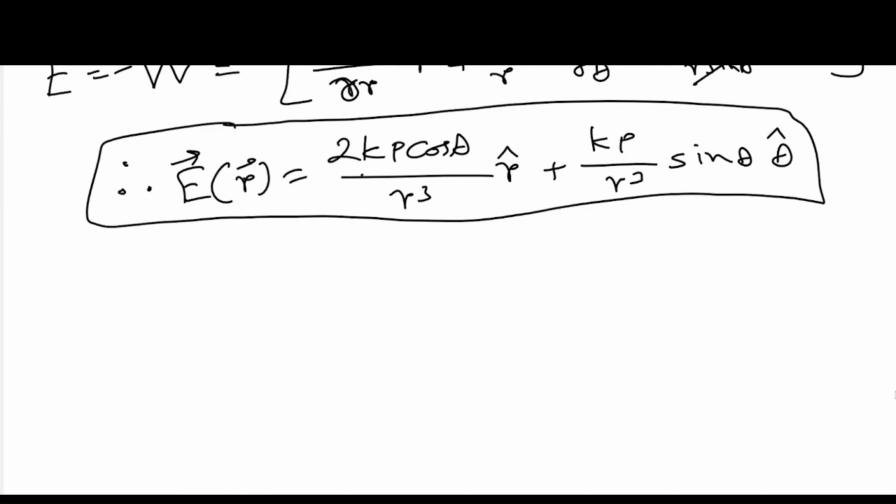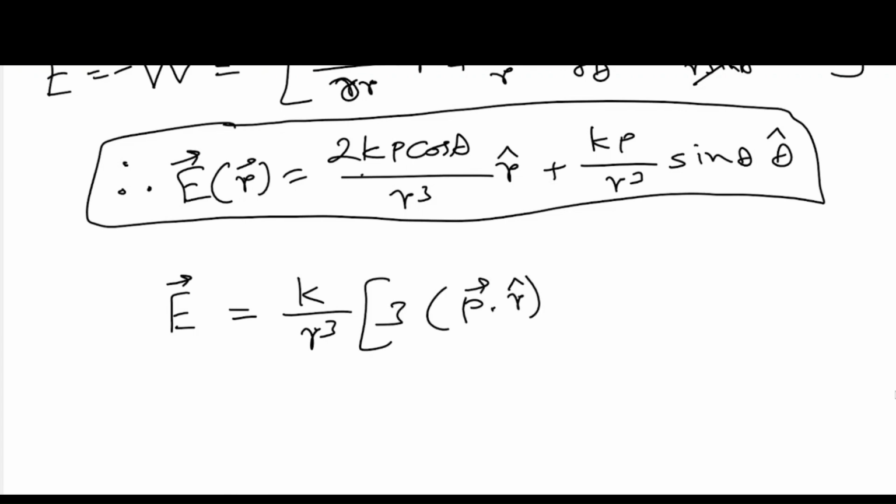Now let us express this electric field in coordinate free form as well. So that expression would be k upon r cube times 3 p dot r cap r cap minus p, where vector p is the magnitude p times z cap, as it points toward the z direction.